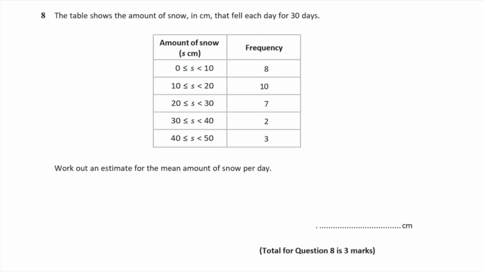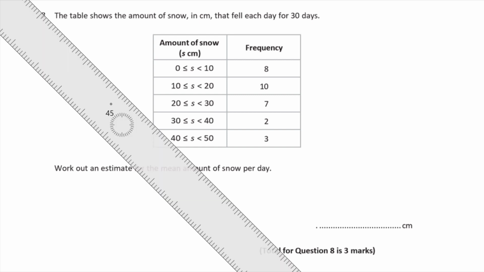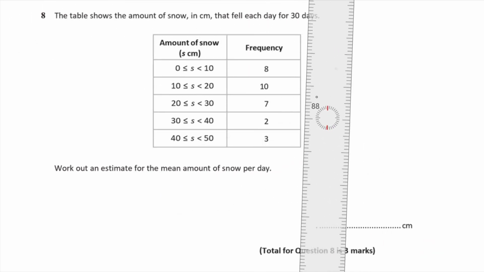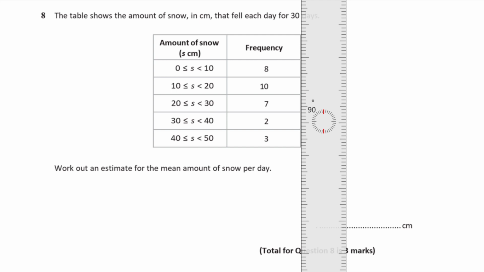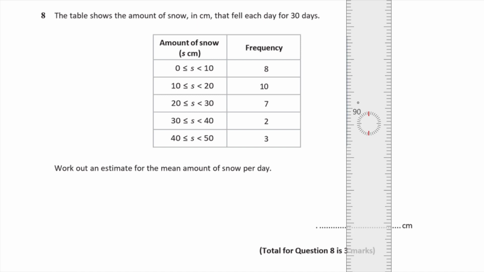Question 8. The table shows the amount of snow in centimetres that fell each day for 30 days. Work out the estimate of the mean amount of snow per day. Okay, so when we're doing an estimated mean from a frequency table, the easiest thing is to add 2 extra columns to the end. So I'm going to put a line there and a line there for my 2 extra columns.